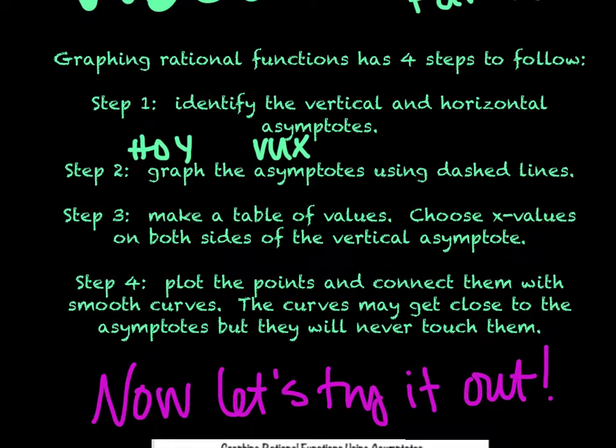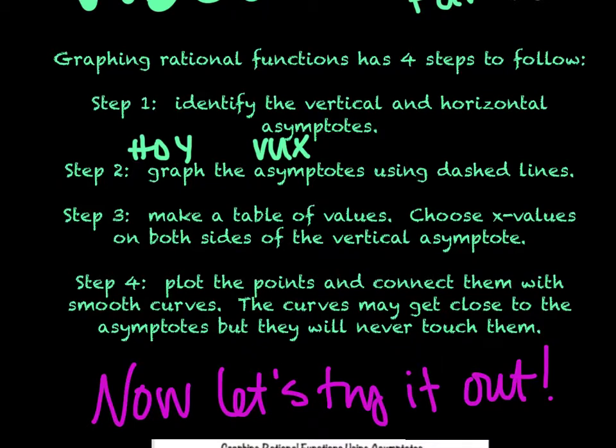We'd choose x values on both sides of the vertical asymptote as well, so that way we can see where things kind of reflect or have symmetry. And our step number 4, we're going to plot points and connect them with smooth curves. The curves may get close to those asymptotes, but they will never touch them. So if you end up having a situation where you're getting an x value or a y value that crosses an asymptote, that means you need to second guess your mathematics and see if you should redo something.